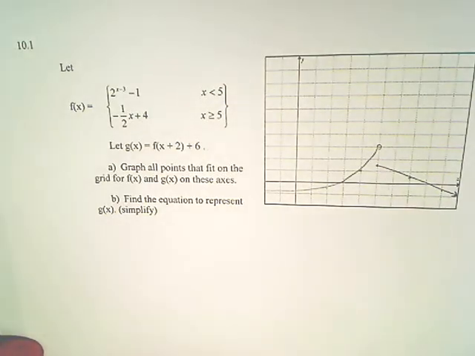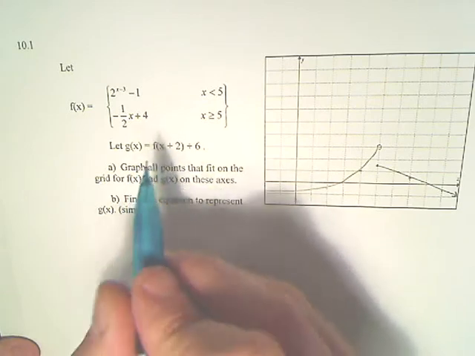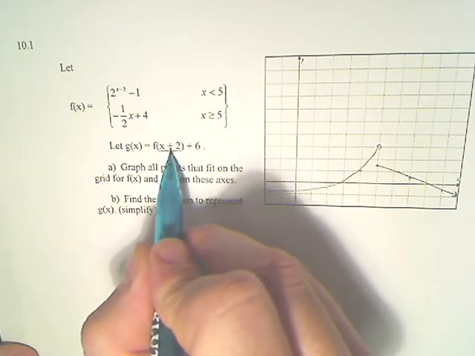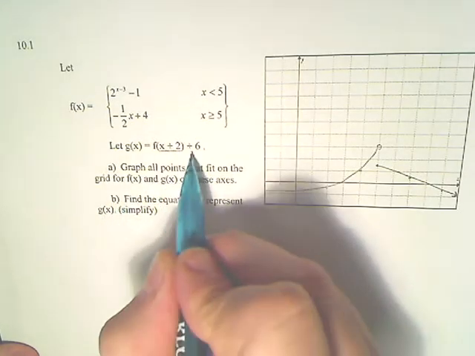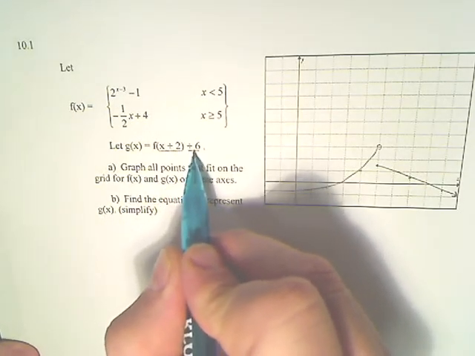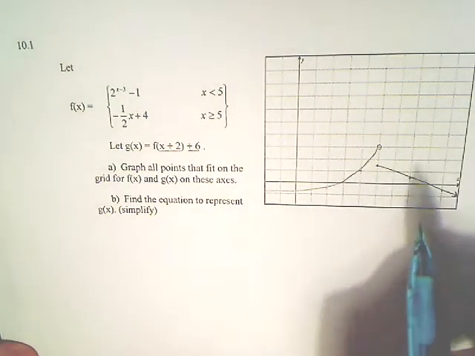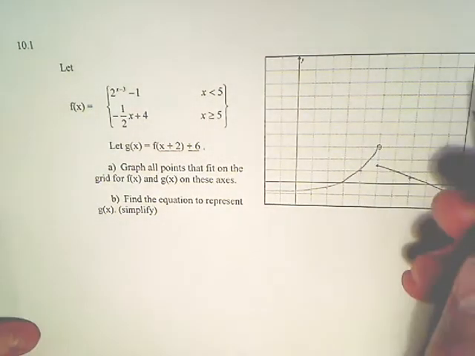So there is the original graph. The shifts in this particular graph are the left and right is located here. That's the opposite of that symbol, so this means left 2. The up or down shift is located here. In this case, the plus 6 means up 6. So all coordinate points that we've just graphed need to be moved left 2 and up 6.